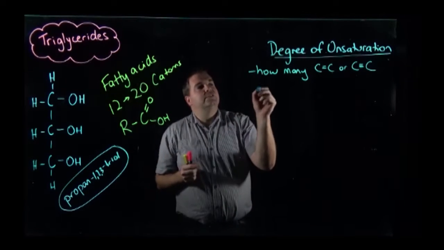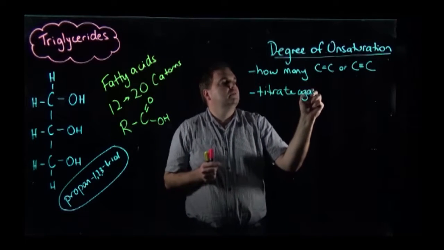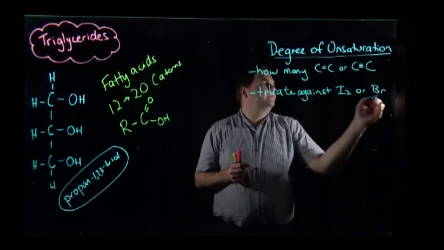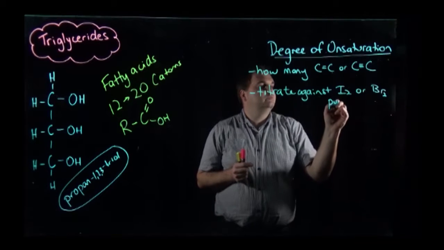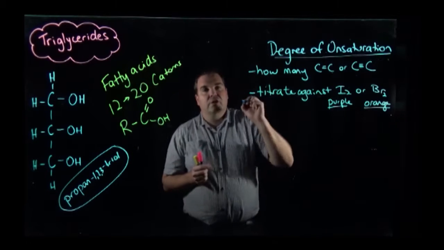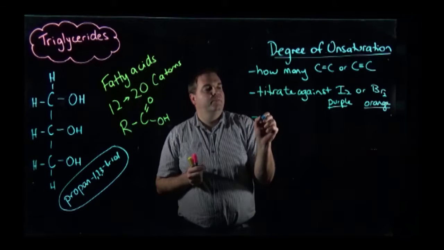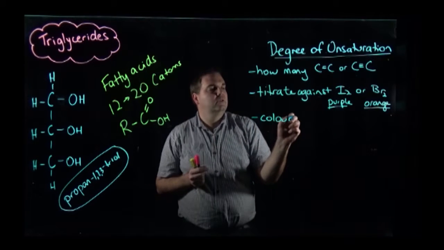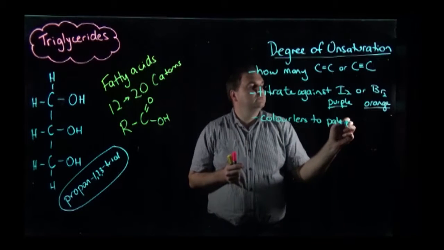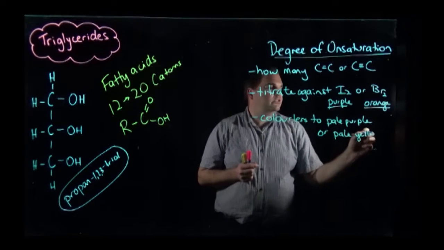And what you do is you titrate it against, normally, iodine or bromine. Iodine is a purple-violet colour, and bromine is orange. You titrate it until you get your first permanent colour change. In this one here, it's going to go from colourless to a pale purple or a pale yellowy orange colour.